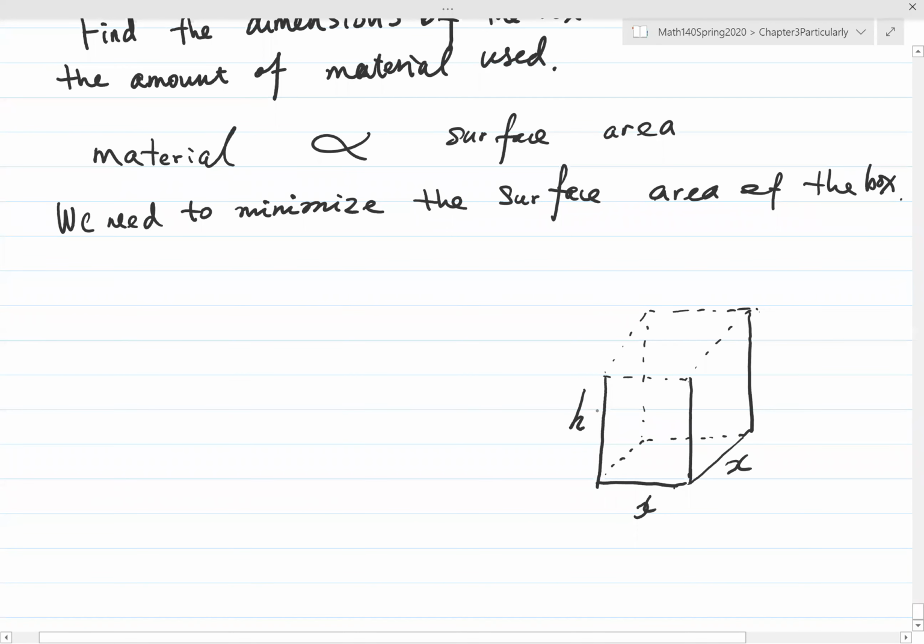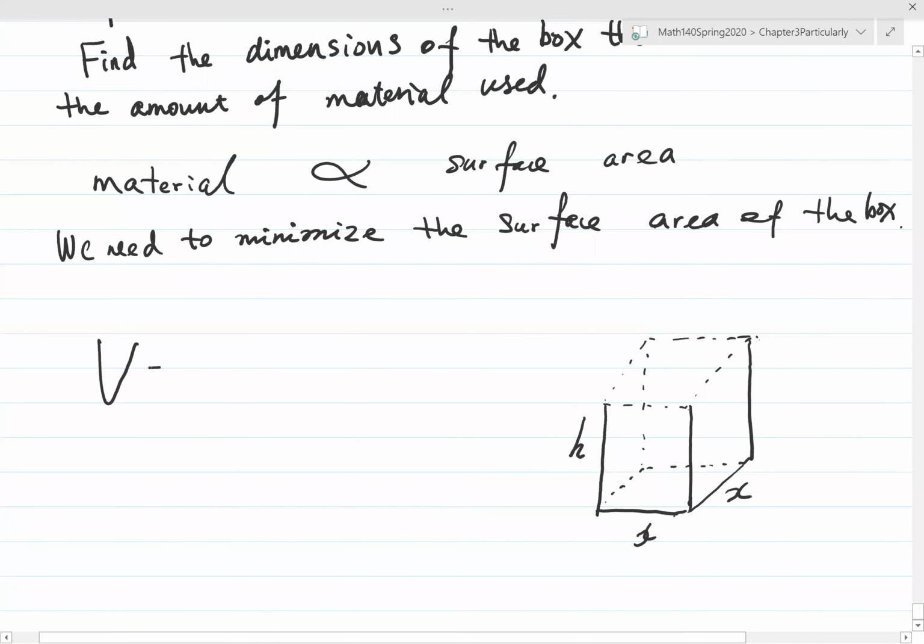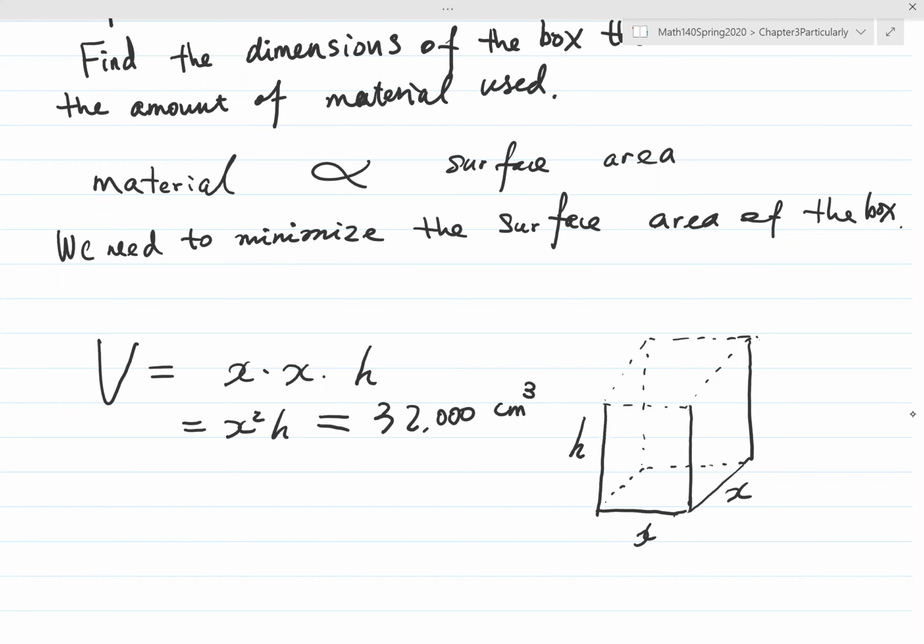So its volume. What's the volume? The volume V is base area times height, so it's length times width times height. So it's x squared times h. Now remember, the box should have a fixed volume: 32,000 centimeter cubed. So we have a relation between x and h.